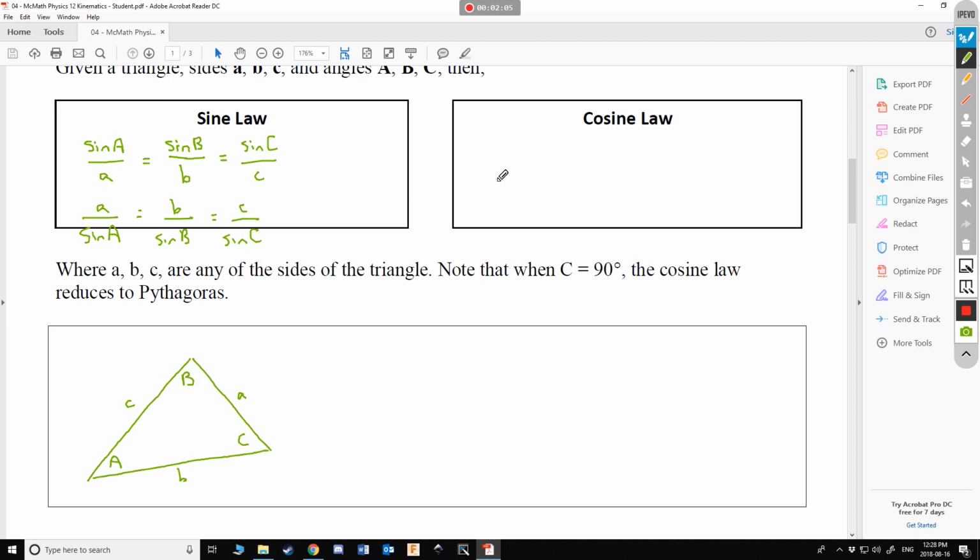For cosine law, we have c squared is equal to a squared plus b squared minus 2ab cos C. Again, this is the same as if I wrote down a squared is equal to b squared plus c squared minus 2bc cos A, as long as this angle is the angle corresponding to the length on the other side.